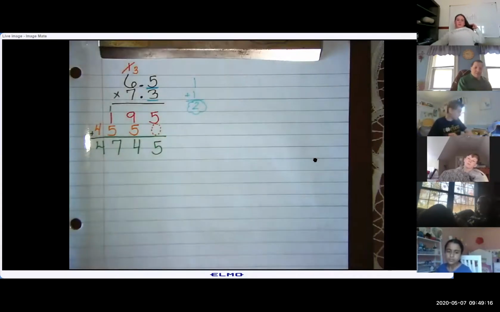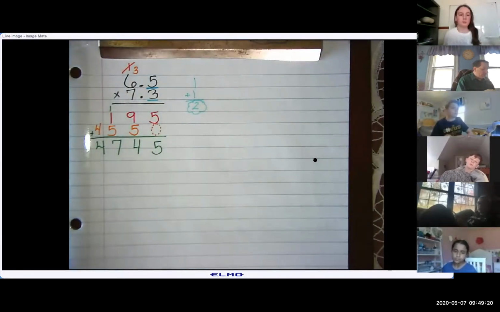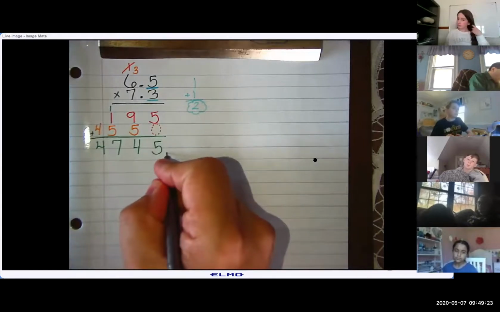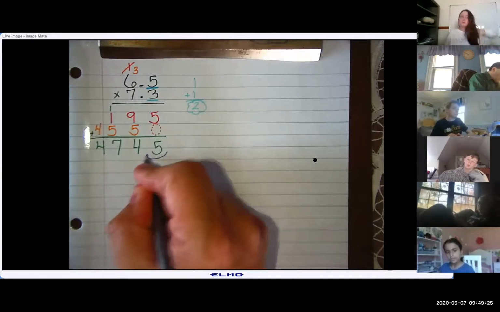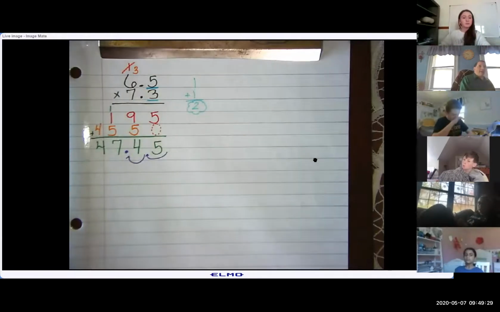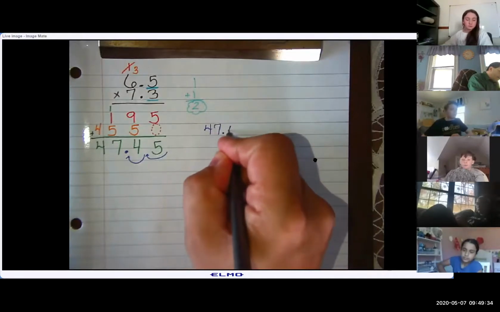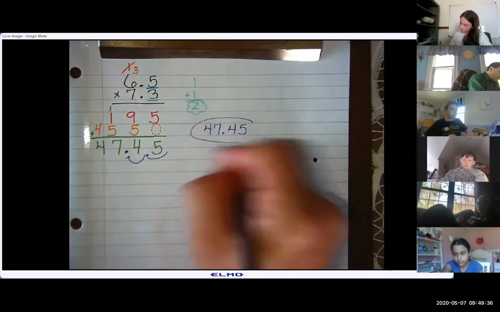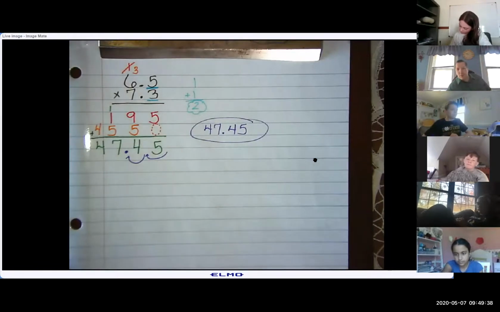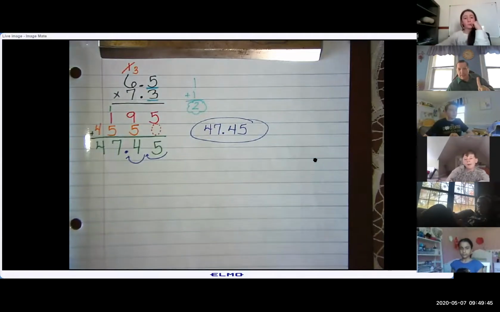Go ahead. Step 3. Move the decimal point 2 spaces. 1, 2. So what is my final answer? 47.45. Correct. Did anyone else get 47.45? Perfect. Did anyone get something different? Anyone get something different?